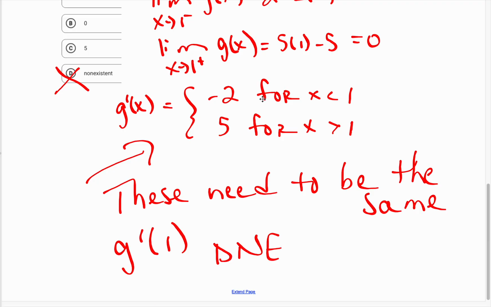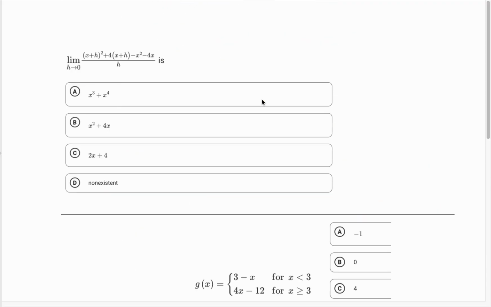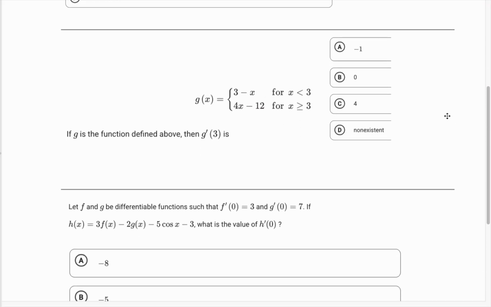So there are other AP questions that you should go through and work through and check your answers in Schoology with the posted notes.